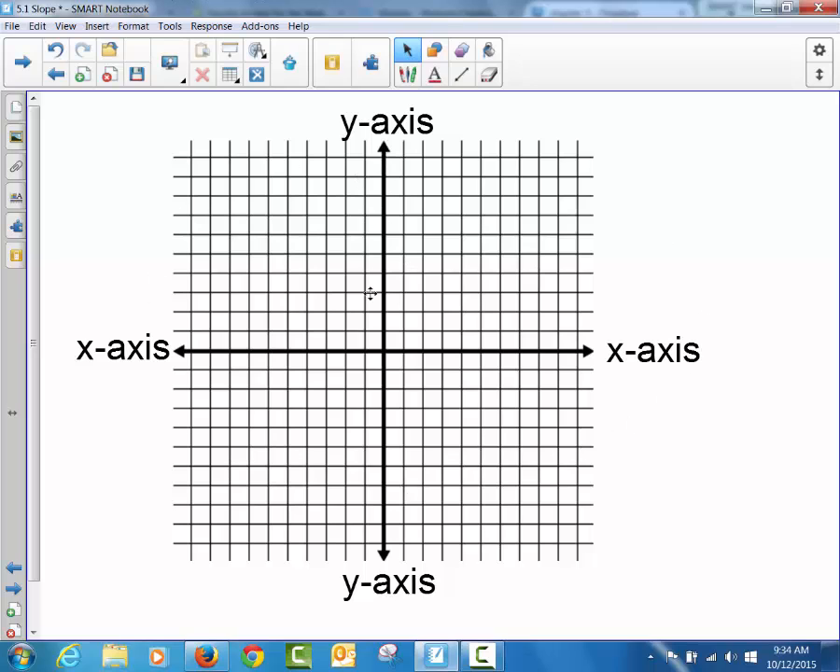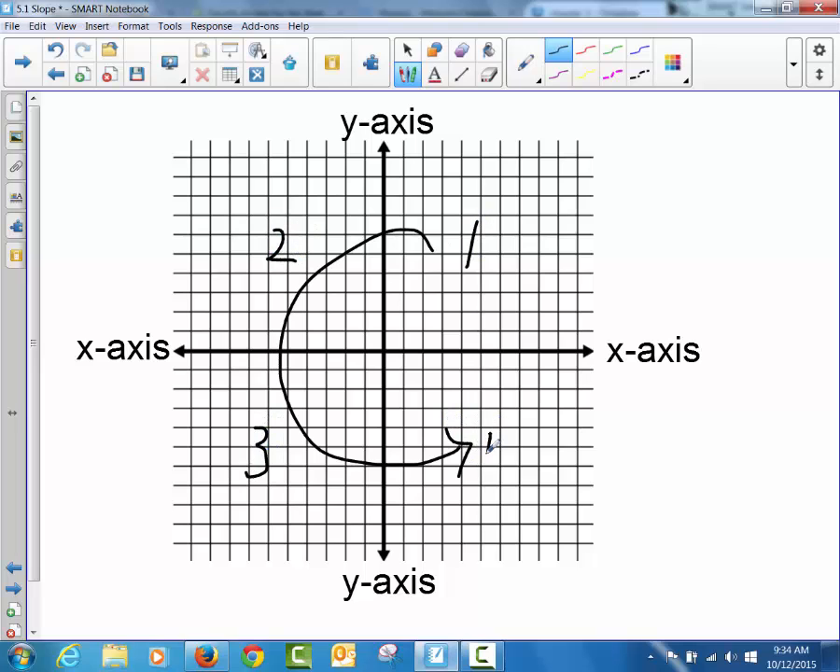It has a y-axis and an x-axis, and it has four quadrants. Quadrant number 1, quadrant number 2, quadrant number 3, and quadrant number 4. It's sort of like a C. It goes in this order right here, okay? Quadrant 1, quadrant 2, quadrant 3, and quadrant 4.